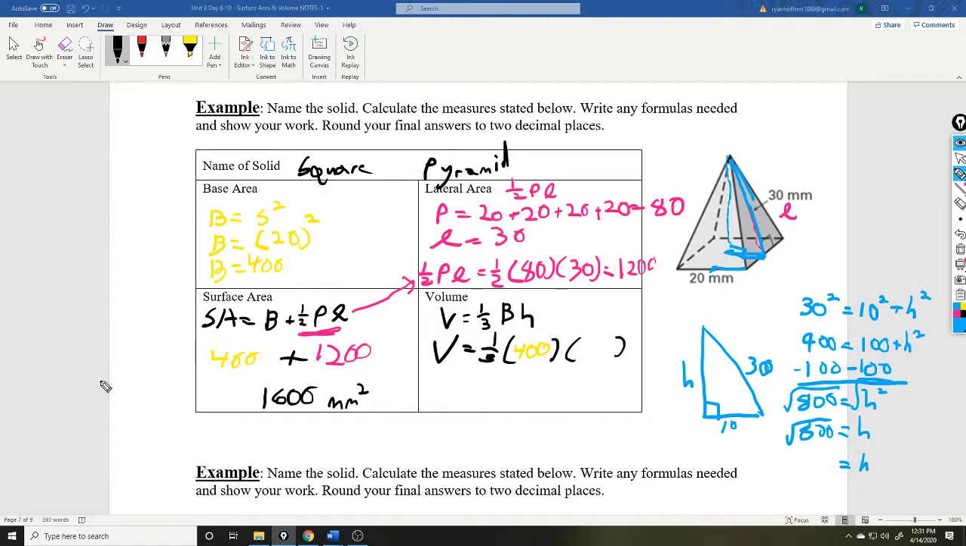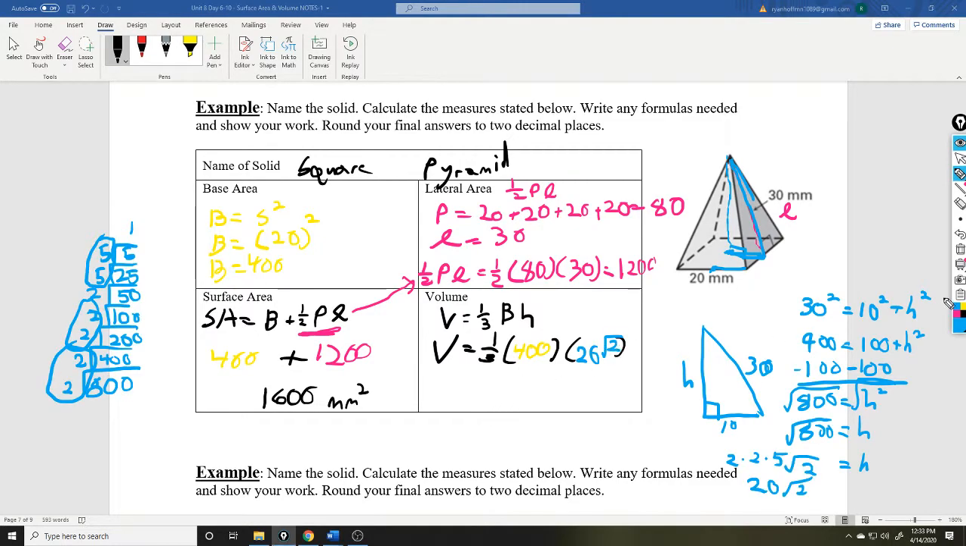Oh, 800. If I want to simplify square root of 800, we're just plugging into the calculator. If you just want to do square root of 800 when you're putting it in the calculator, then that's fine. So 20 square root of 2 is my height. I'll give you a decimal. It says to round to 2 decimal places, so that's what we're going to do, which will give us approximately 3771.24 millimeters cubed.